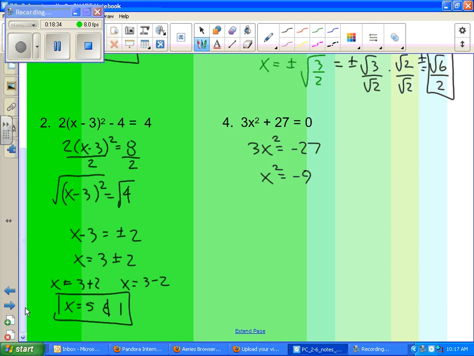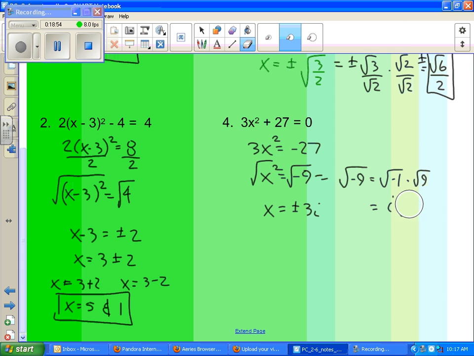We see a little bit of an issue because we're taking a square root of a negative number, but we know how to deal with those. The square root of negative 9 is the square root of negative 1 times the square root of positive 9. The square root of negative 1 is i. The square root of 9 is plus or minus 3, and so we can just write it like that.